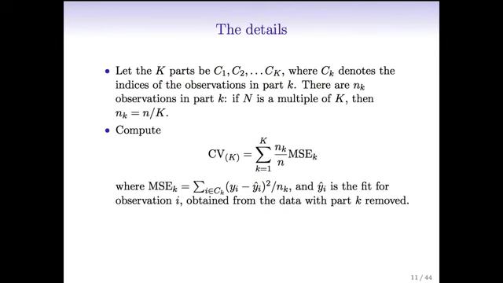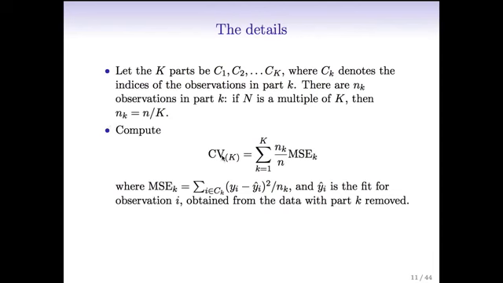So now in algebra, I'll give you the details of what I said in words. We'll let the k parts of the data be C1 through Ck. These are the observations that are in each of the 5 parts. Remember, k was 5 in our example. And we'll try to make the number of observations about the same in every part. Of course, if n's not a multiple of k or 5, we can't do that exactly, but we'll do it approximately. So we'll let n sub k be the number of observations in the kth part.